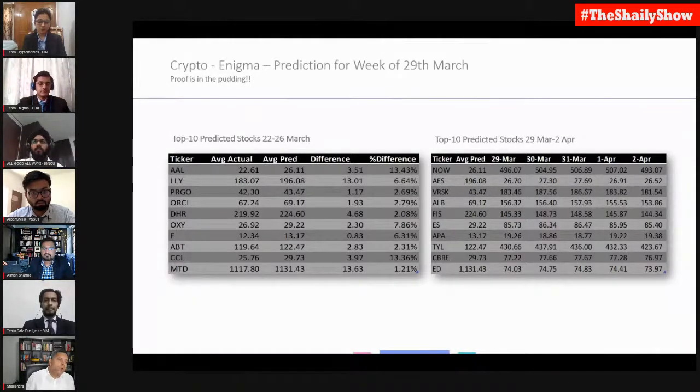So your top 10 predicted for 22nd to 26th March were AAL. What is LLY? So sir, that's Lilly and Company. So Lilly and Company is a stock that has also given double-digit growth over the past span of few months. So like I was talking, it's not about investing for a week. It's good to invest for a week and it's good to make quick gains, but that cannot happen over a sustained period of time, right?